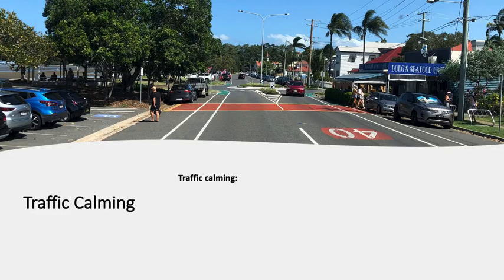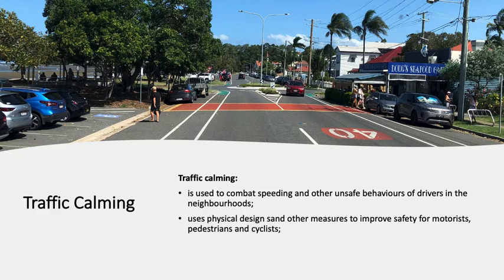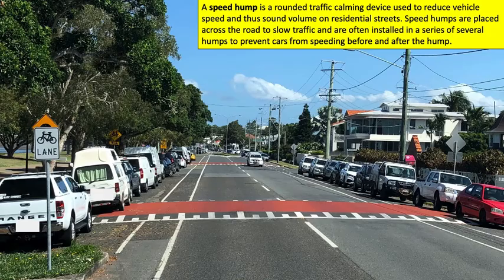Okay, this one, here we are now looking at traffic calming. So you get a good look. If you don't know the area, you can see the ocean is on the left and an example of a popular fish and chip shop on the right of the picture there. So what is traffic calming? Traffic calming is used to combat speeding and other unsafe behaviours of drivers in the neighbourhoods. Traffic calming uses physical designs and other measures to improve safety for motorists, pedestrians and cyclists.